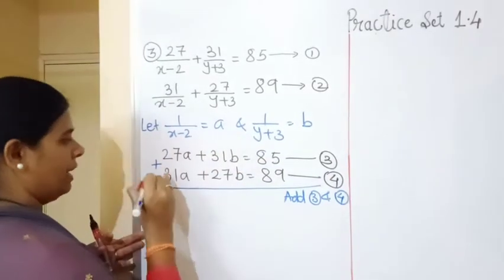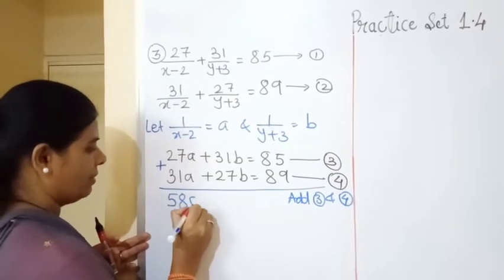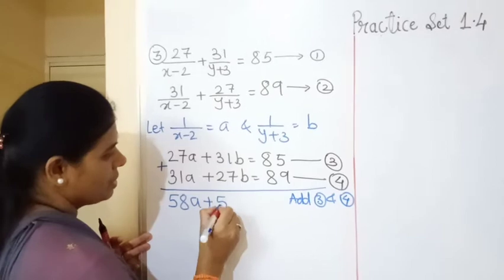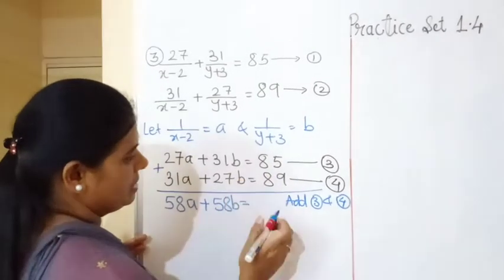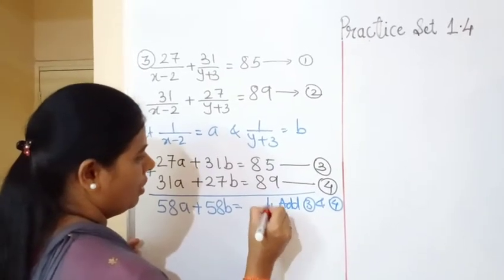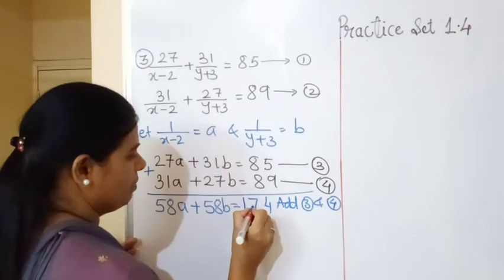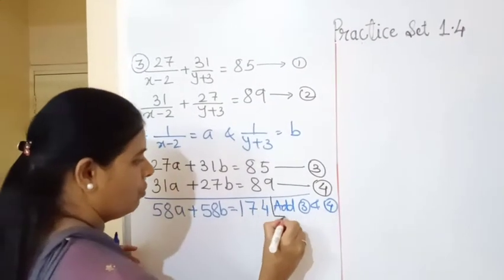After adding, what do we get? 27 plus 31, that is 58a plus 58b equal to 85 plus 89. 9 plus 5 is 14, so 4, 1 carry, 8 plus 8, 16 plus 1, 17. So that will be 174.